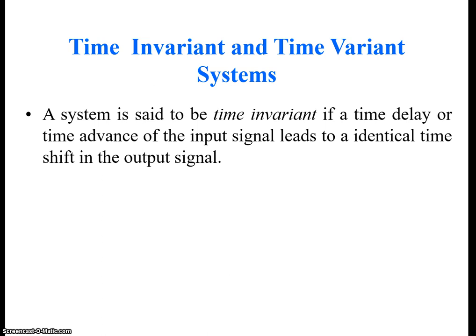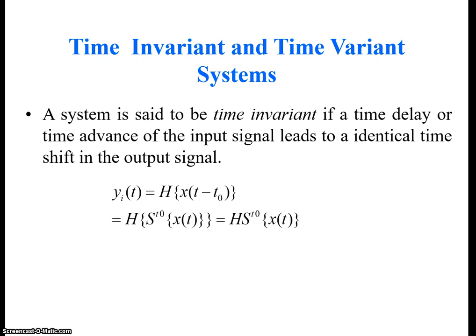Next we'll discuss time invariant and time variant systems. A system is said to be time invariant if a time delay or time advance of the input signal leads to an identical time shift in the output signal. The meaning is that whatever delay or advance is applied to the input signal should result in an identical delay or advance in the output signal. If this is achieved, then the system is called a time invariant system. Otherwise, the system is called a time variant system.